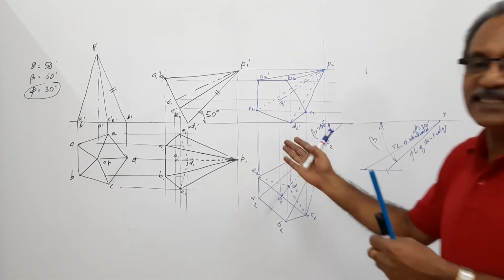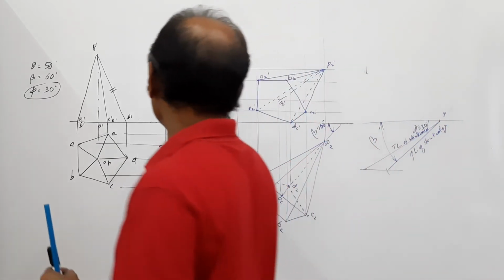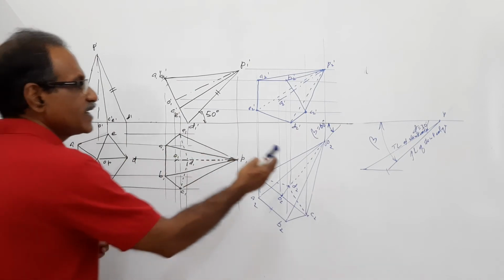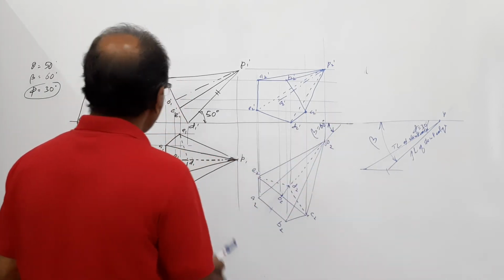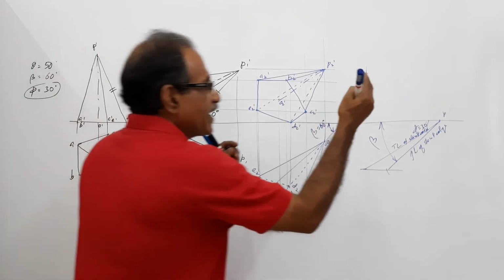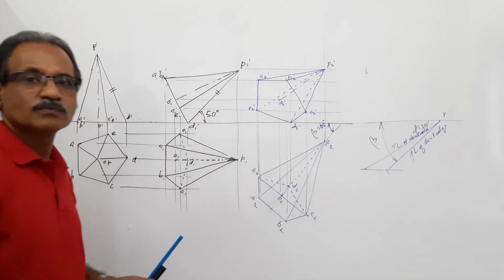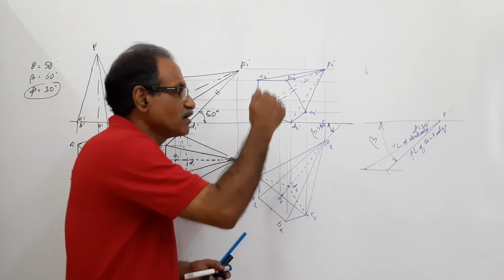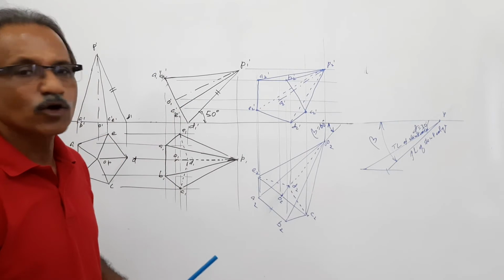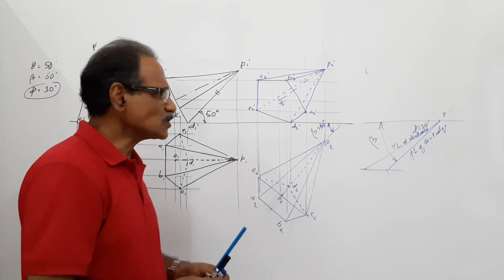That's all. If beta of axis is given, take beta of axis, same line. And if phi of axis is given, find beta of axis. When phi of axis is given, find beta of axis. I hope you understand.